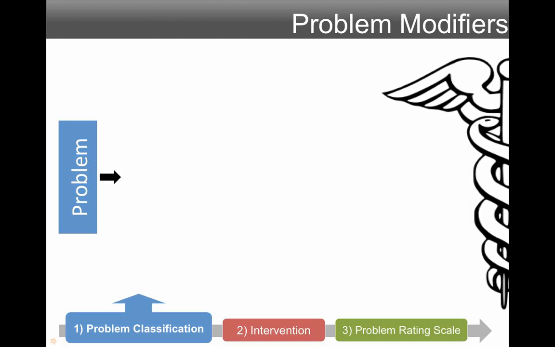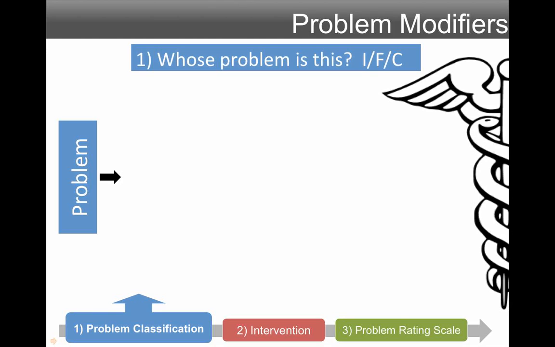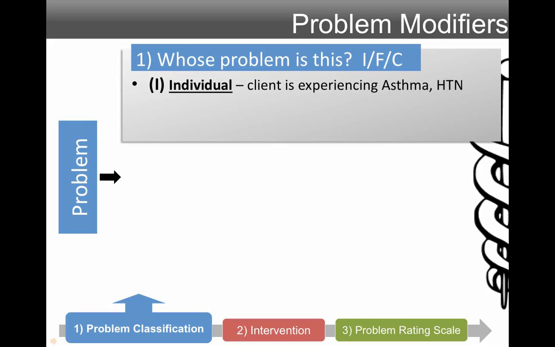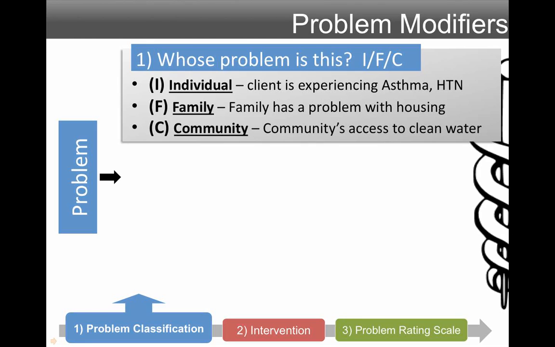So in our first modifier, it deals with whose problem is it? Individual, family, or community. You'll see this abbreviated as IFC. An example of an individual problem would be the client is experiencing hypertension or asthma. A family's problem would be the family has a problem with housing. A community problem would be the community's access to clean water.